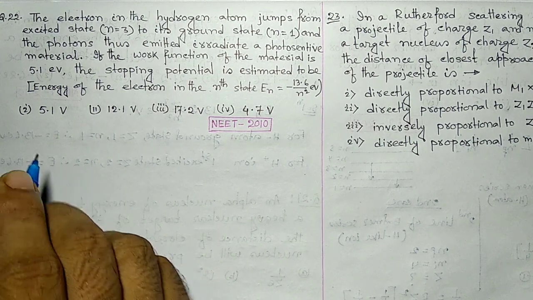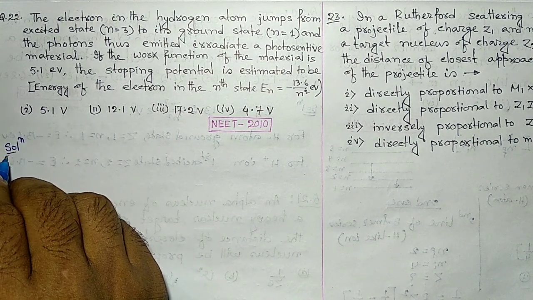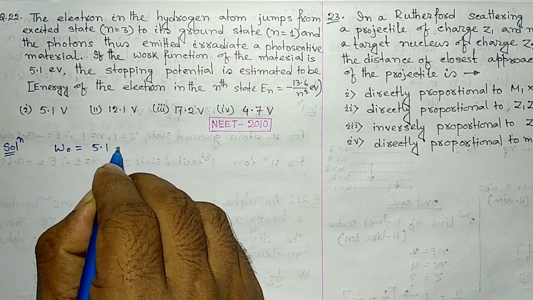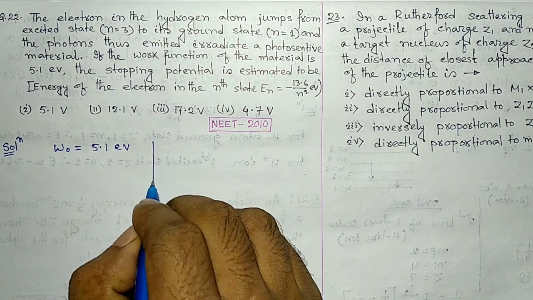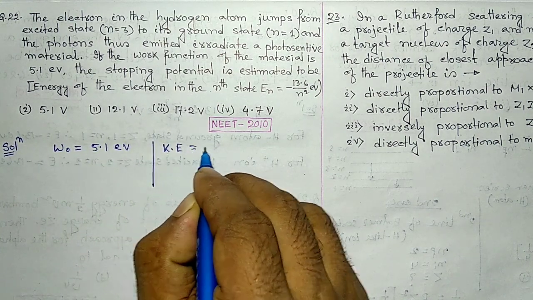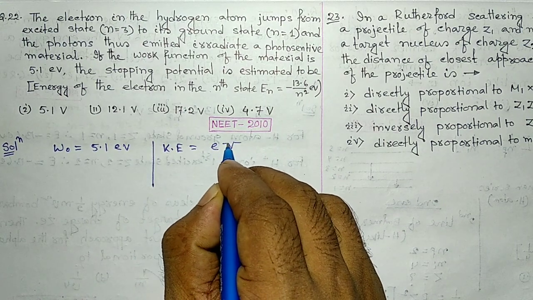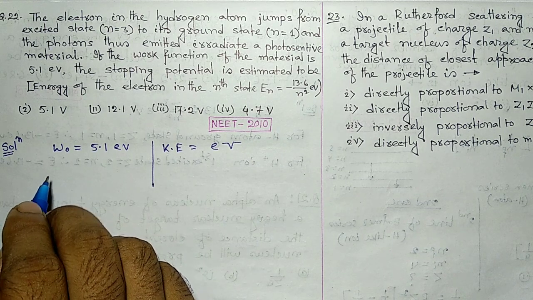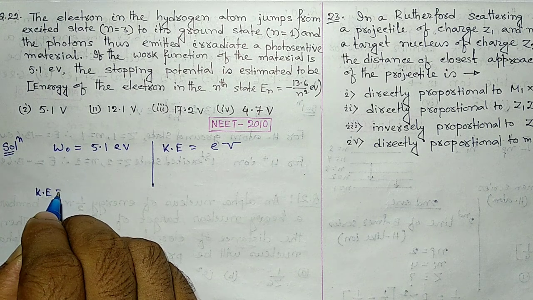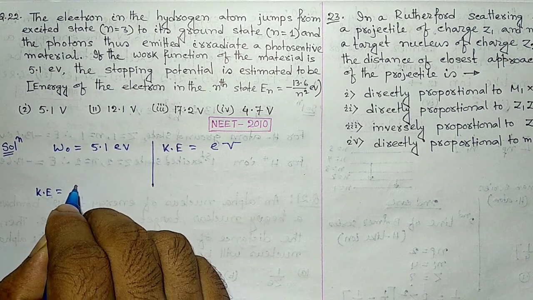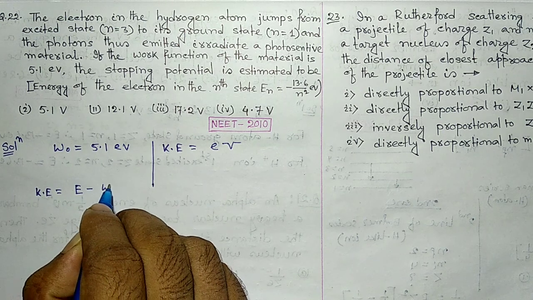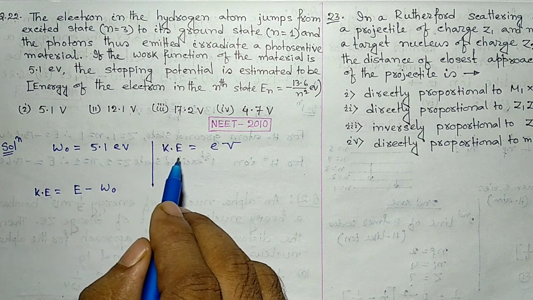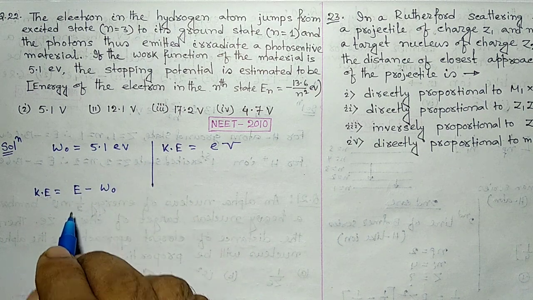So dear student, we know work function is equal to 5.1 electron volt, and kinetic energy is equal to eV, where V is the stopping potential. Again we know kinetic energy is equal to total energy minus work function. We know the work function, and we have to find out total energy E.